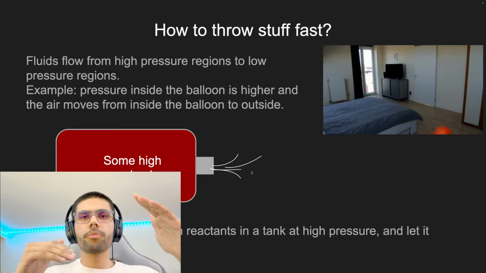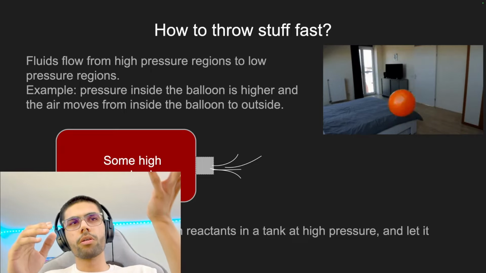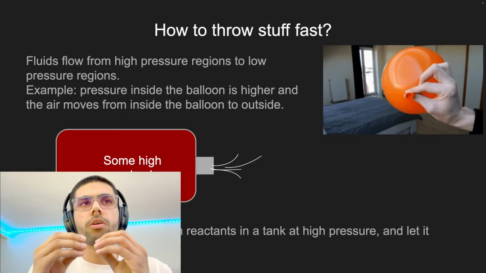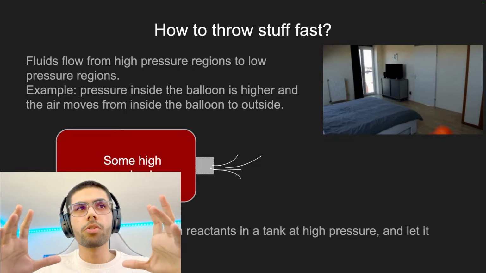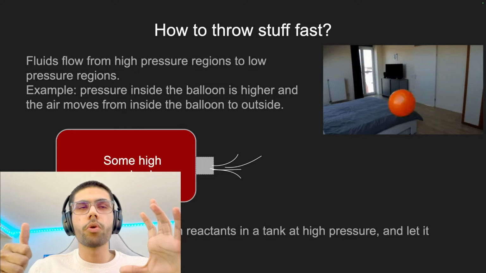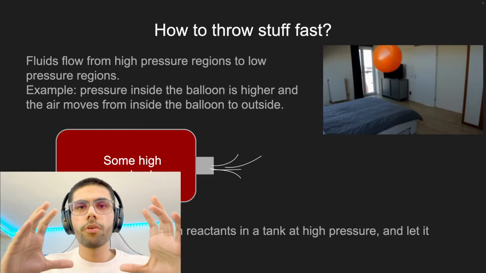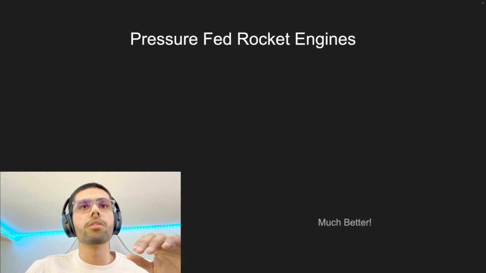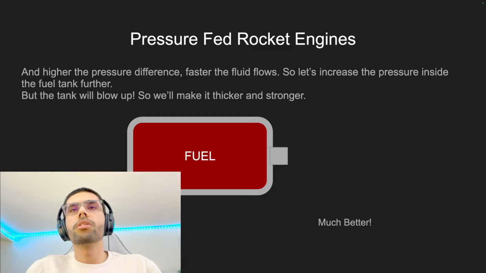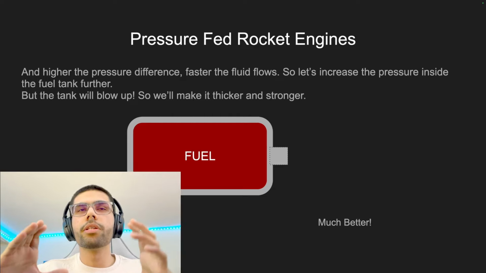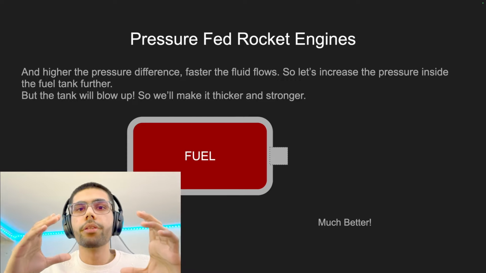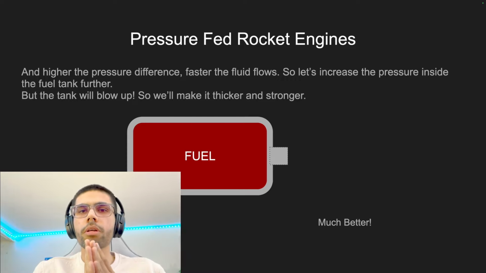But there's a trade-off in how much pressure you want your tank to be at, because if you increase the pressure too much, your tank is going to blow up. You need a stronger tank for storing a higher pressure gas. If you make your tank stronger, the weight of the tank is going to increase significantly. So see this tank. There's a trade-off. Beyond a certain point, you cannot increase the thickness of your tank. So now, how do we increase the exit velocity further?